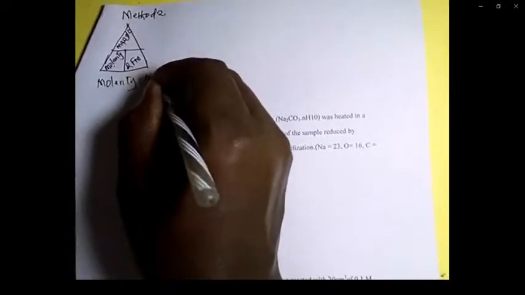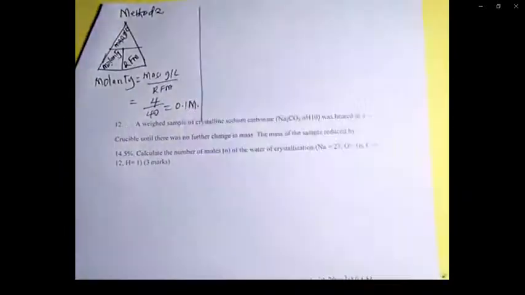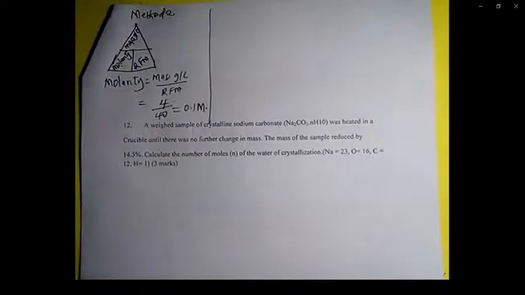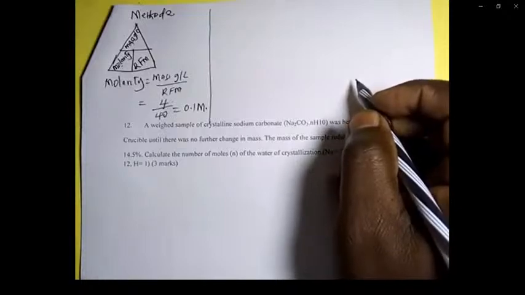So molarity is equal to mass, which must be in grams per liter, divided by RFM. We know the mass was 4 grams, and the RFM is 40. So the molarity of this sodium hydroxide that reacted with sulfuric acid is equal to 0.1 capital M. Yes. Now next, we can calculate the number of moles of sodium hydroxide that reacted with sulfuric acid.